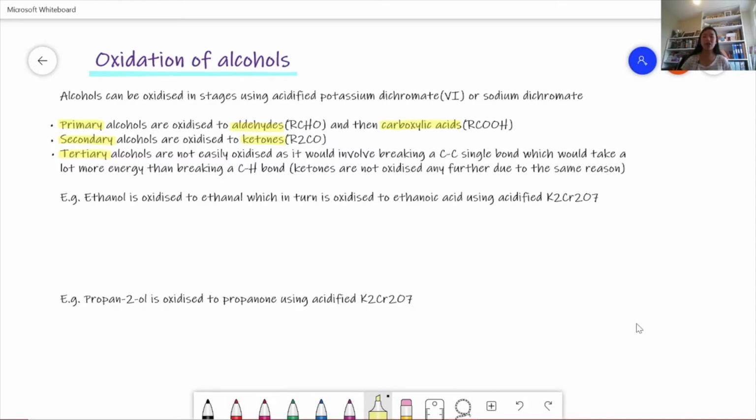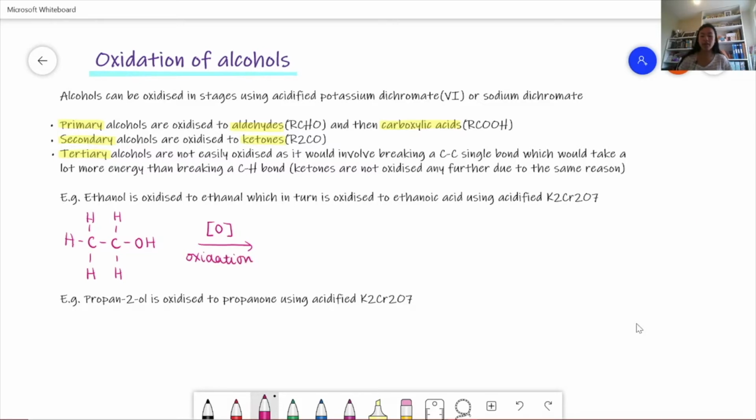So the first example we're going to look at is ethanol, which is a primary alcohol, and it's oxidized to ethanal, which in turn is oxidized to ethanoic acid. So we start off with ethanol, which looks like this: CH3, CH2, and then OH. Now we draw an arrow, and we use an O in square brackets to indicate that we're oxidizing. And so we label this oxidation.